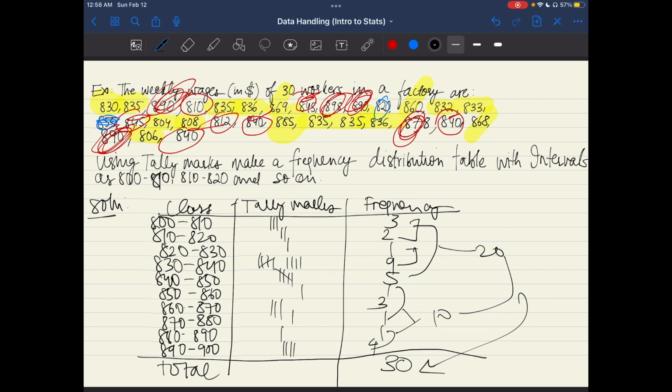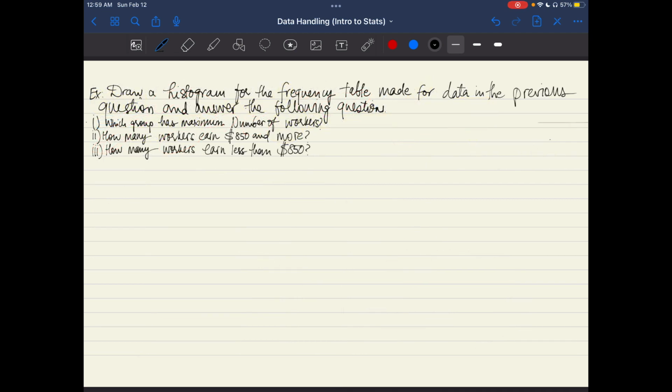Here is the frequency distribution table with intervals as 800 to 810, 810 to 820, and so on. The next question says, draw a histogram for the frequency distribution table of data in the previous question and answer the following questions. Which group has maximum number of workers? How many workers earn 850 and more? And number 3 is how many workers earn less than 850.